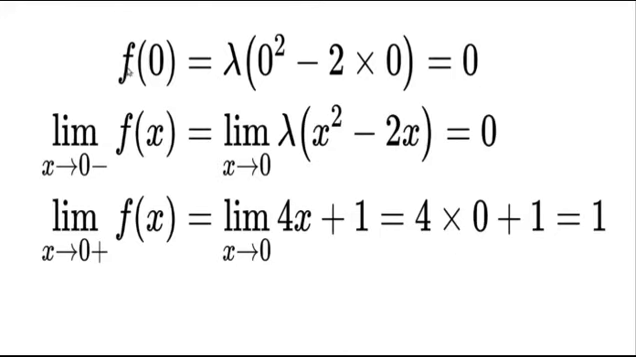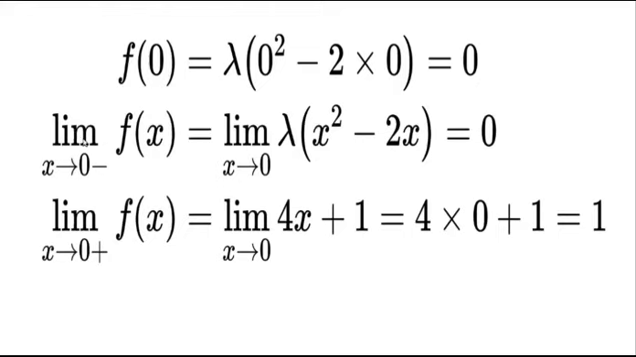First of all, we can find f of 0. We have to check the continuity at 0. That means f of 0 is equal to lambda into 0 square minus 2 into 0. Instead of x, we are writing 0. That means lambda into 0, that is equal to 0. Therefore, value of the function at x equal to 0 is 0.